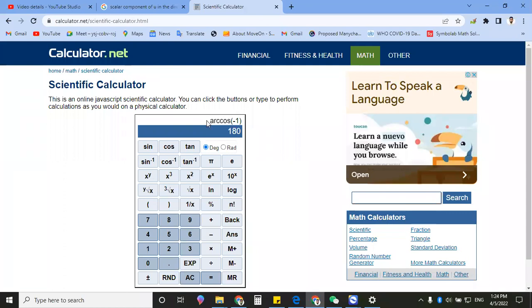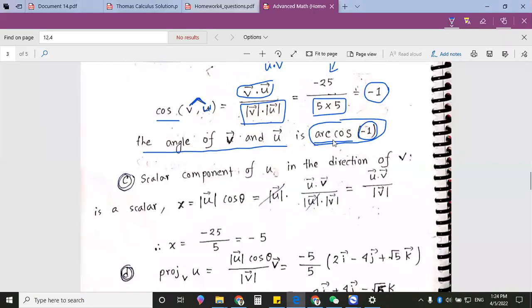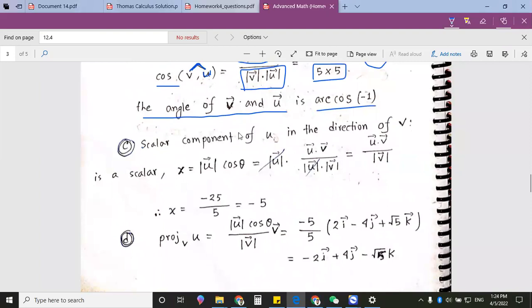So the result for arc cos minus 1 is 180. Okay, so that's why I have written here. I haven't written further, just this is the answer, arc cosine minus 1. So let's see the next question.